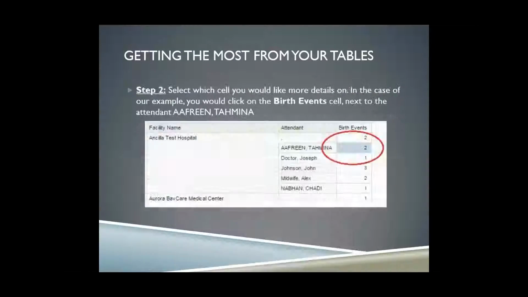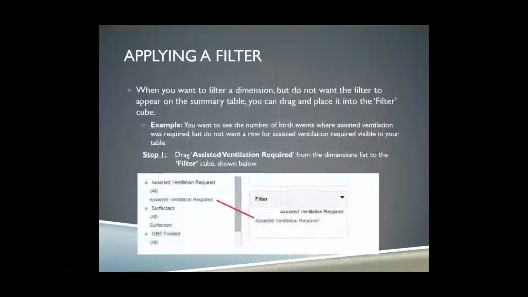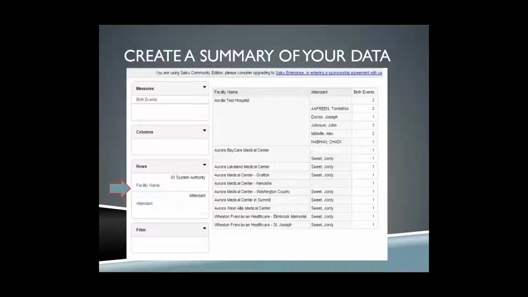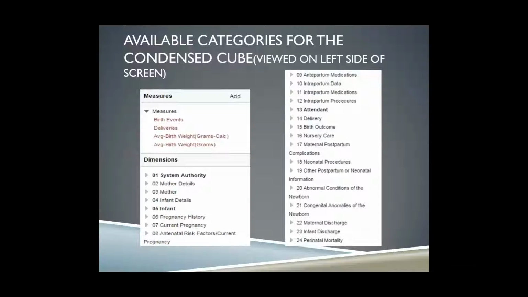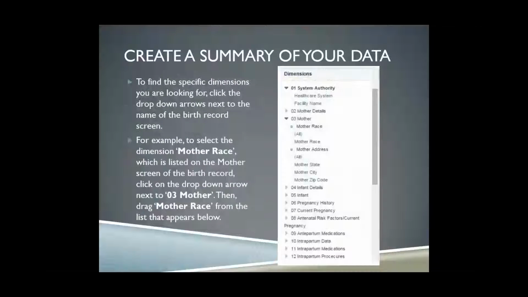So let me quickly go back to an area where you can see that. These are the top of the dimensions. You have to click on that little arrow to the right to get to the fields themselves. So this is an example of that. If you wanted to get to the mother race or the state or the facility name, you have to open up the main directory dimension and then drag over the fields that are within that subdirectory, if you will.